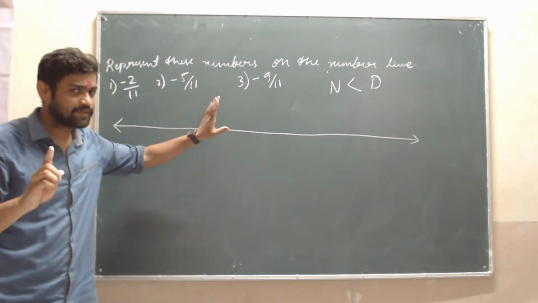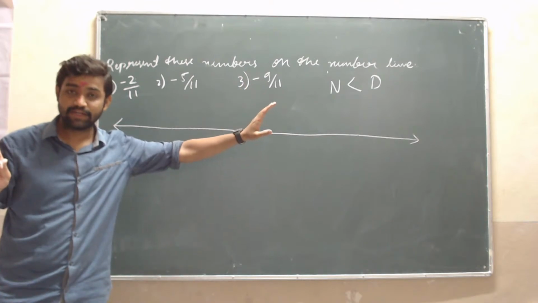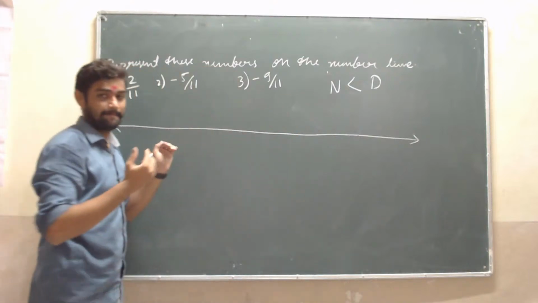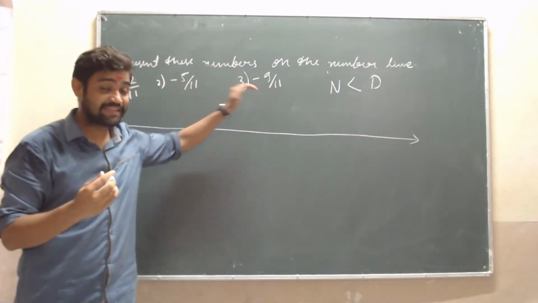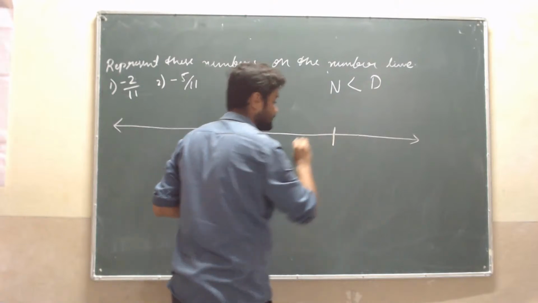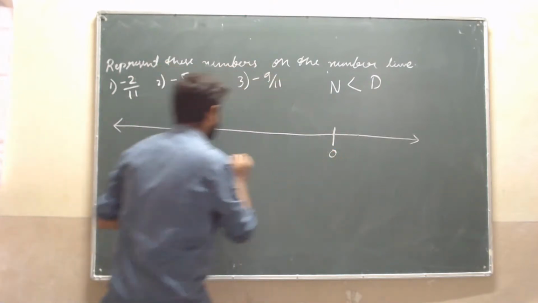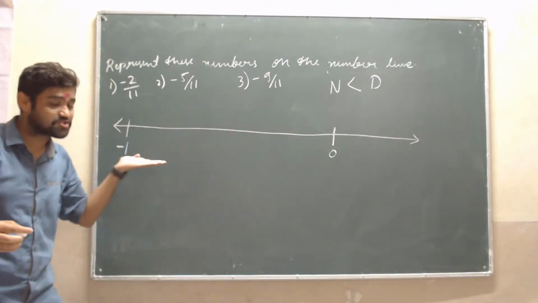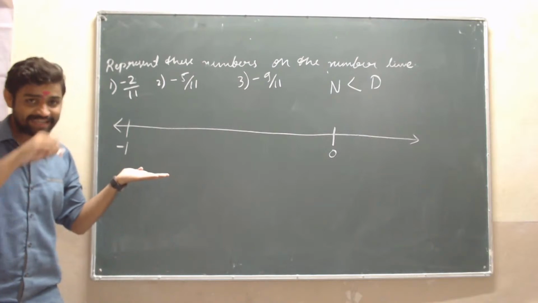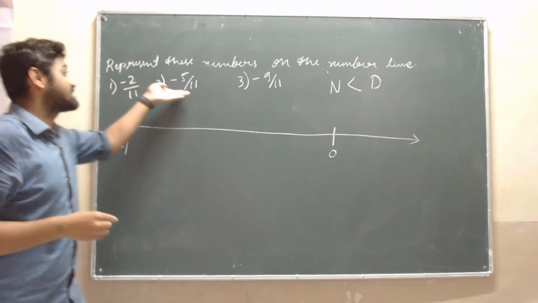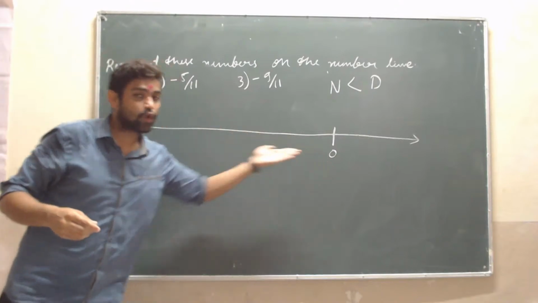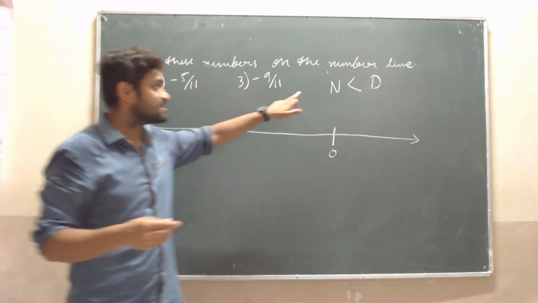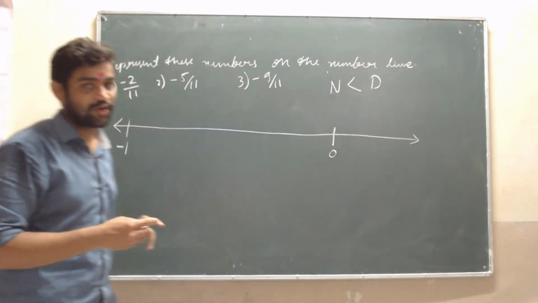If it is positive and the numerator is smaller than the denominator, then these numbers will lie between 0 as well as positive 1. Here, these numbers are negative. That's why these numbers lie between 0 and minus 1. This point is very important for us. We can easily say that these three numbers will lie between 0 and minus 1, because these are negative as well as the numerator is smaller than the denominator.